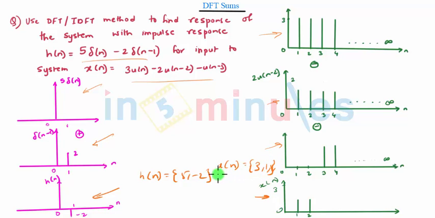So now we have got different lengths, that is x of n and h of n. So we'll use the length formula, that would be N is equal to L plus M minus 1, that is 3 plus 2 minus 1, which is equivalent to 4. By zero padding, we'll make the lengths of x of n and h of n equal. So after zero padding, we finally get x of n is equal to 3, 1, 1, 0, and h of n is equal to 5, minus 2, 0, 0.